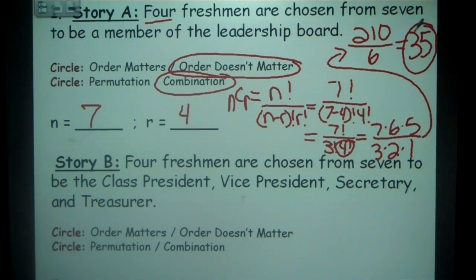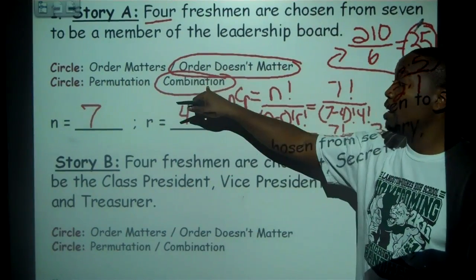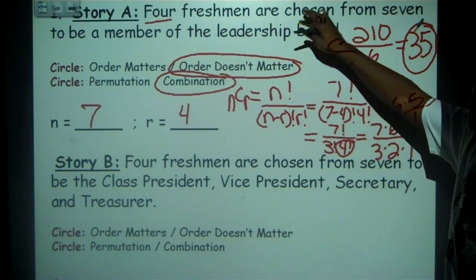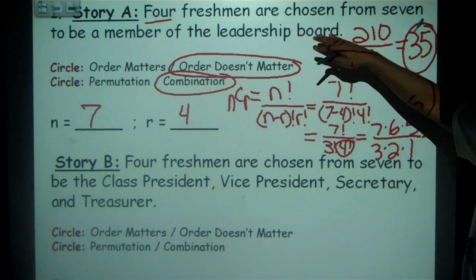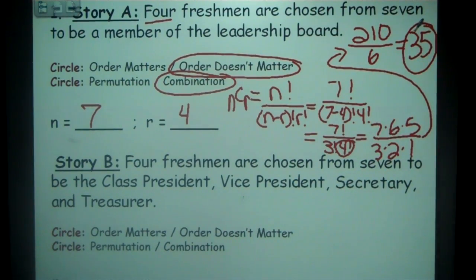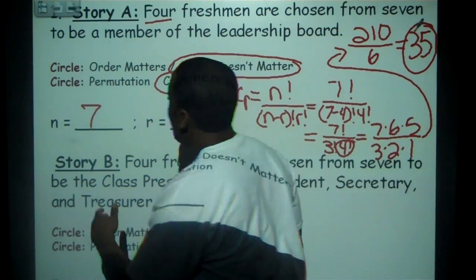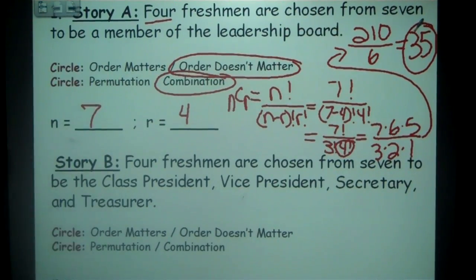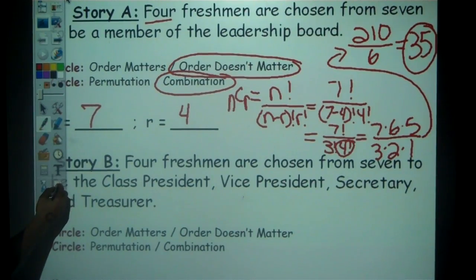So this is a good example of combination. Order does not matter because we didn't pick a certain way of how we want to set up the leadership board. It's 210 over 6, which gives you 35. Everyone got it? Alright, good. Next, let's go to story B. I'm going to erase everything from story A, so I don't get everybody confused.